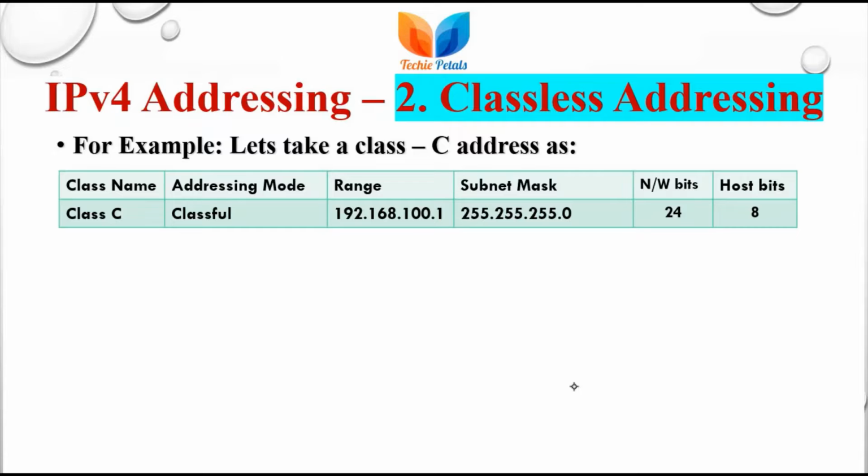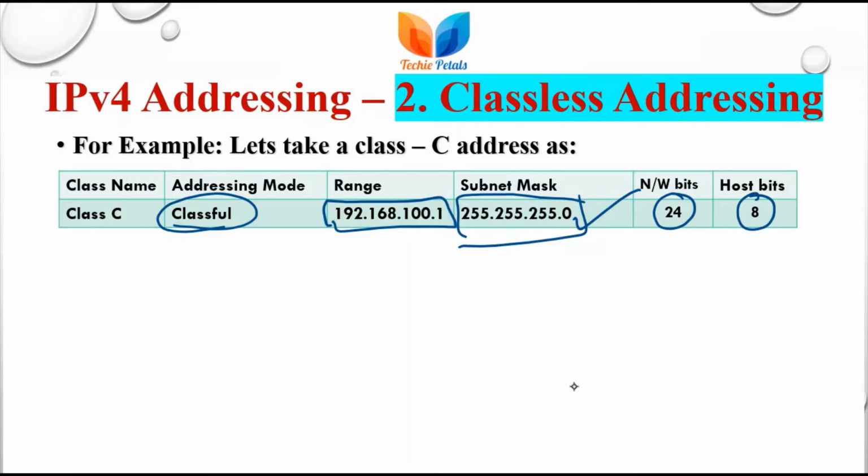We will be working with class C address only for creating subnets in a network. So we will be taking the example of class C only. Here in class C, if we are using classful addressing, then the subnet mask will be this. For example, the IP address is 192.168.100.1. If the IP address is this, subnet mask would be this, and number of bits used in network ID are 24, number of bits used in host ID are 8.